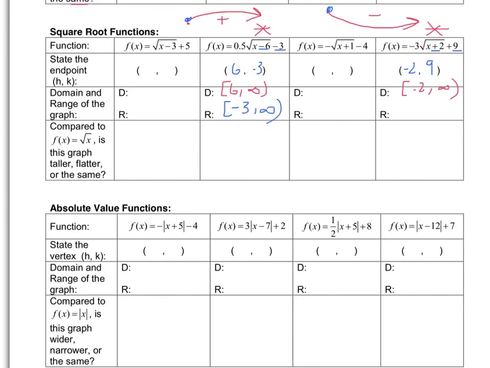Now this one, since it's negative, it's reflected going from the y of the endpoint all the way down to -infinity. So the range is going to be -infinity to 9. Remember, you always start from the lowest number.